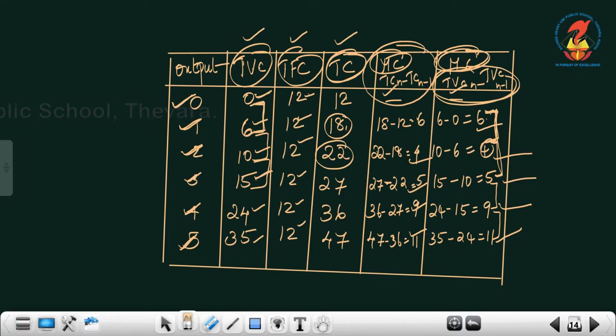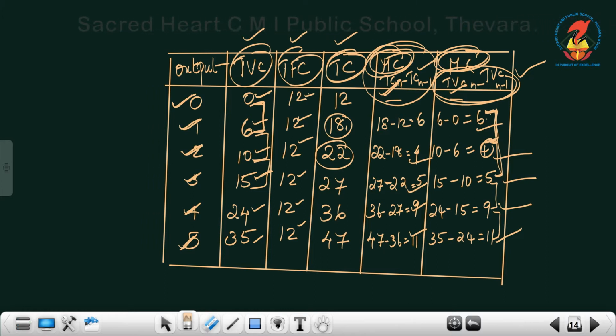Now here MC is derived by using the formula TCn minus TCn-1 and TVCn minus TVCn-1. Now the point which you have to remember is TCn minus TCn-1. From the table, how will you find that? It is always the succeeding value minus the preceding value, isn't it?